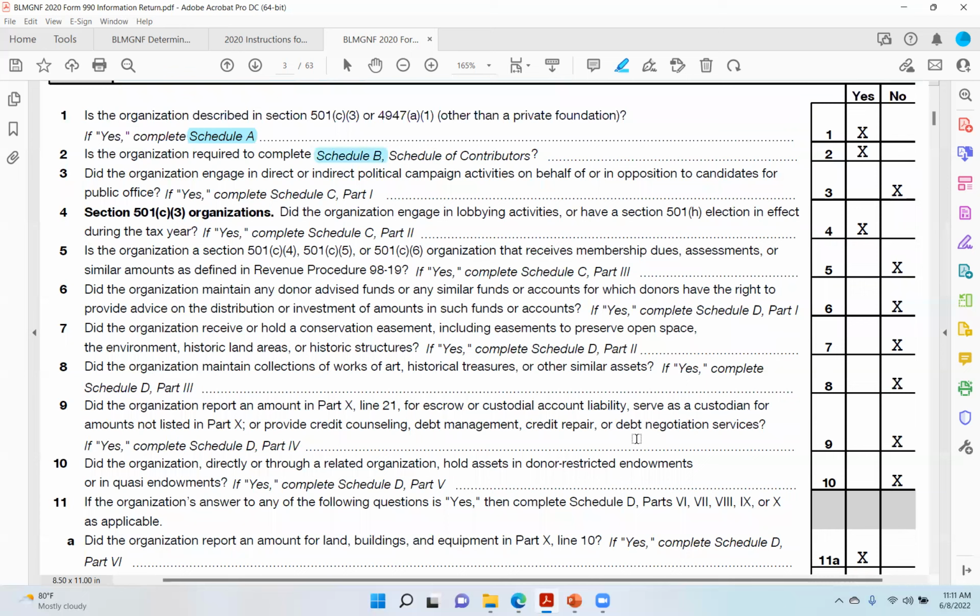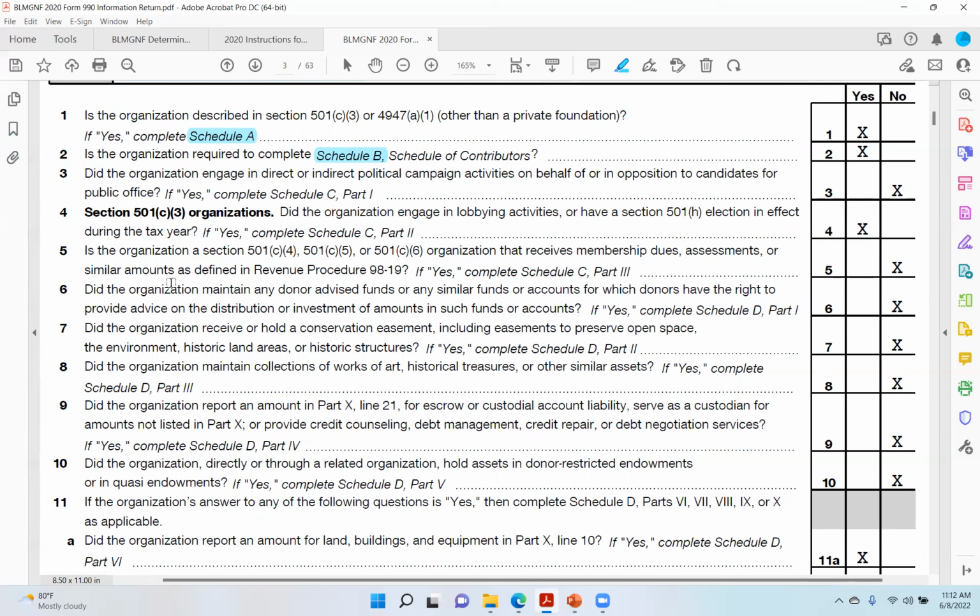But here, the accountant selected the answer no for number 3. So they're saying they did not engage in direct or indirect political campaign activities on behalf of or in opposition to candidates for public office. That's red flag number 1, because they did. They had a banquet for Joe Biden. So they were supposed to complete Schedule C to explain that to us, the public. That's a red flag for me, because number 3 should be yes, and they put no.